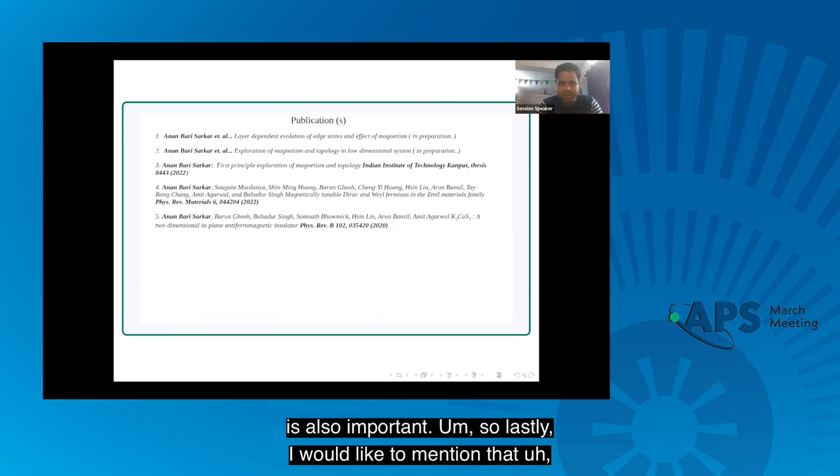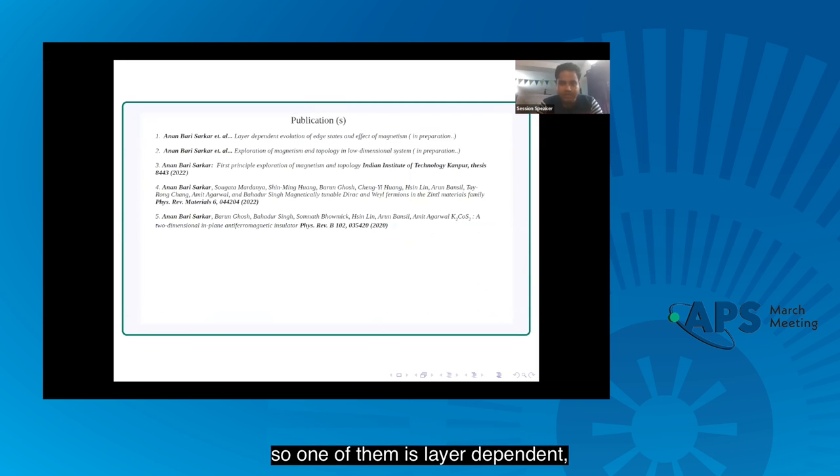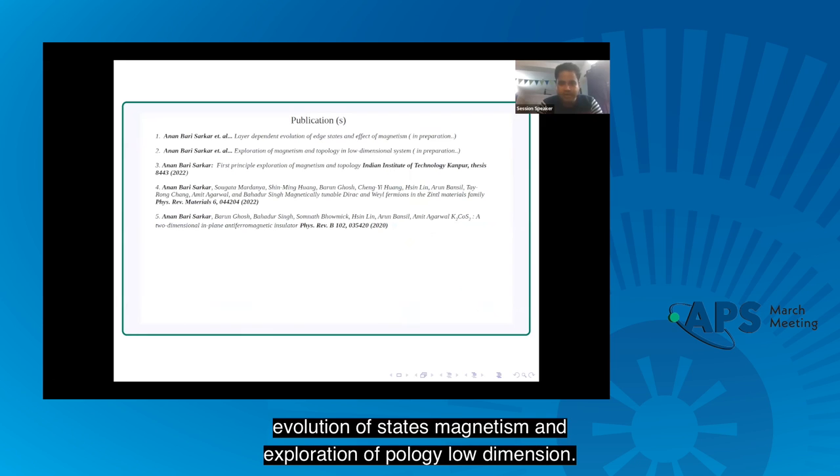Lastly, I would like to mention that we have been working on quite a few projects. So one of them is layer dependent evolution of states, the effect of magnetism and exploration of magnetic topology in low dimension. These are my publications. So with that, thank you.